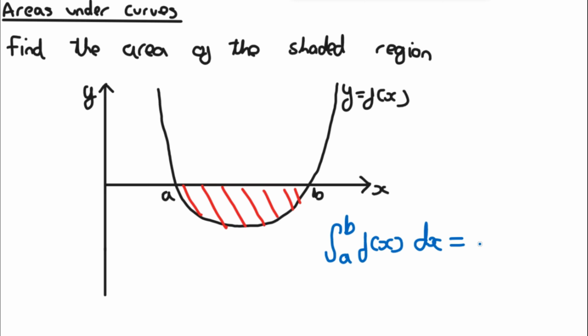The only thing different is that it will be negative, and the reason is that when it's under the x-axis, the integral will consider it a negative area, so it'll give it out as a negative number. But obviously we don't associate areas with being negative, so all you have to do is give the answer as the positive answer, because that's the actual area of the shaded region that we're interested in.